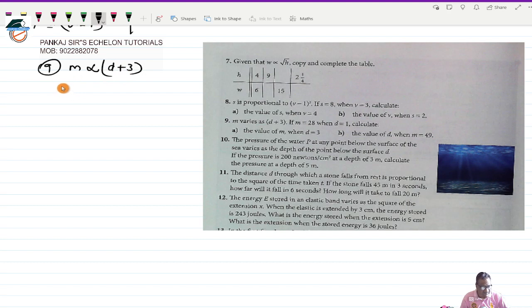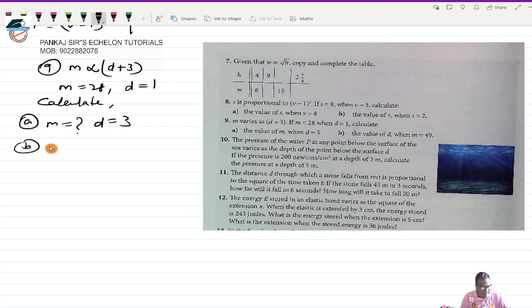Now here they have given you that M is equal to 28 when D is equal to 1. This is given to you for the sake of getting the value of K. Then once you get the value of K, you have to calculate two sub-questions, A and B. In A, the value of M, so M is equal to what when D is equal to 3. And in B, you'll have to calculate the value of D when M is equal to 49.